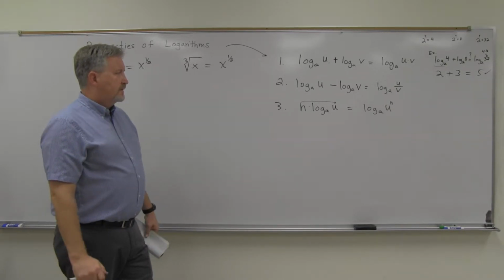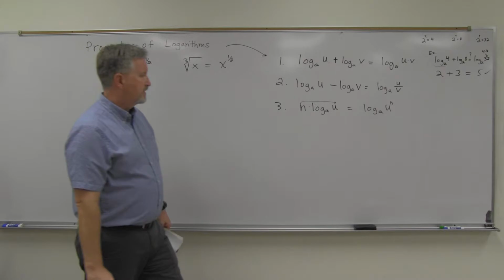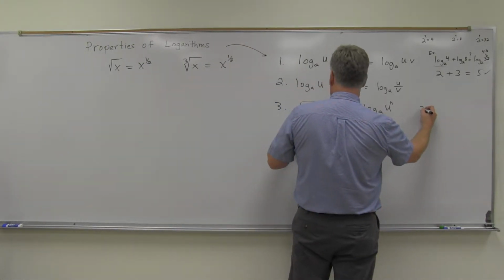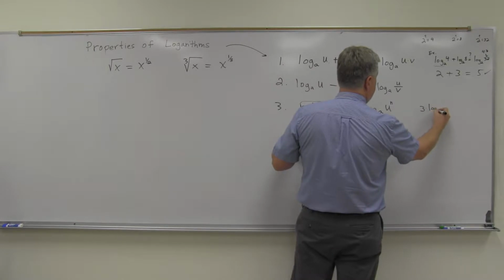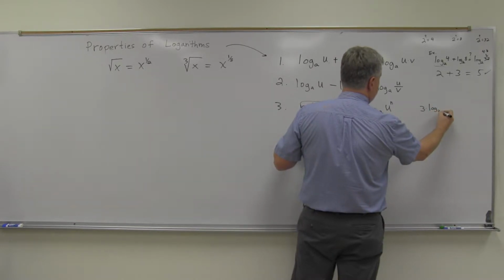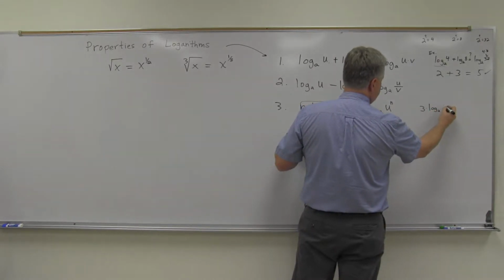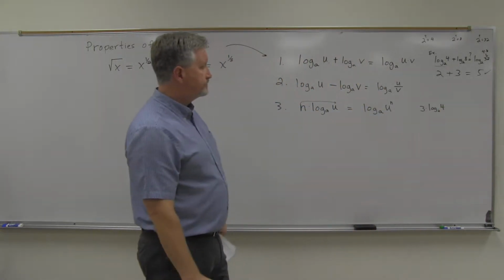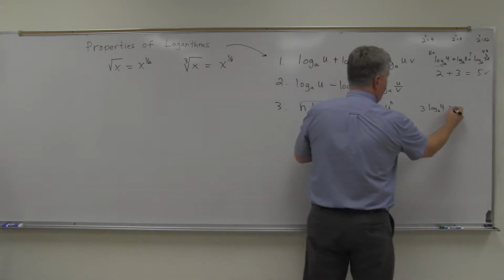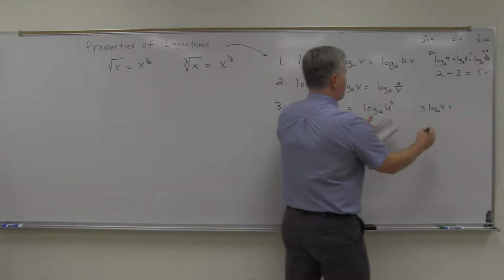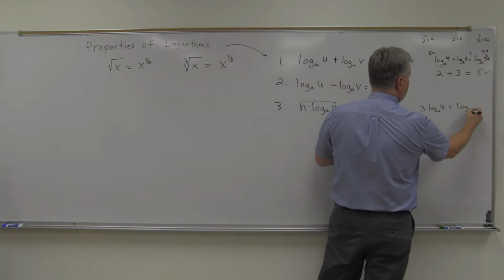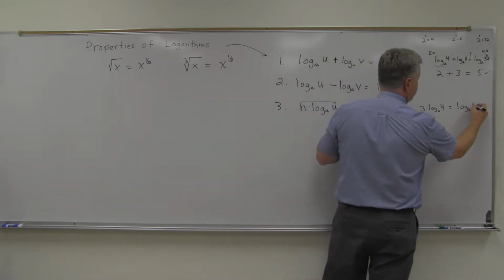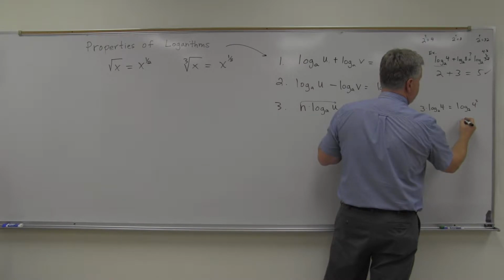I guess a quick example of that. Let's have 3 times the log base 2 of, let's just do 4. Make a simple one there. But that says by this property that that should equal the log base 2 of 4 to the third, which is 64.